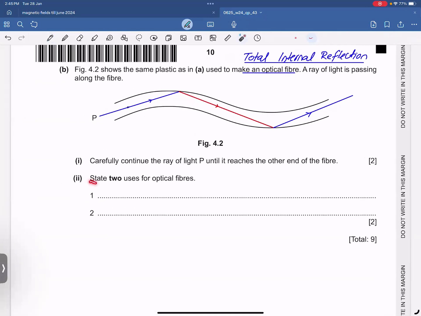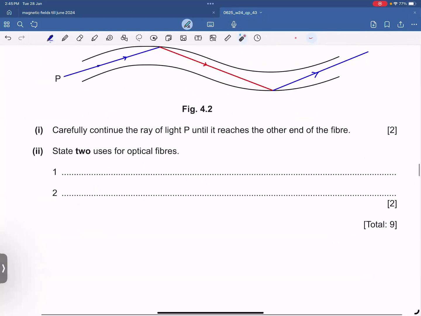The next question is, state two uses of optical fibers. Optical fibers actually have many uses. Two of them you have studied in detail with me. One is the process of endoscopy, so the endoscope uses this. The other one is broadband internet communication.